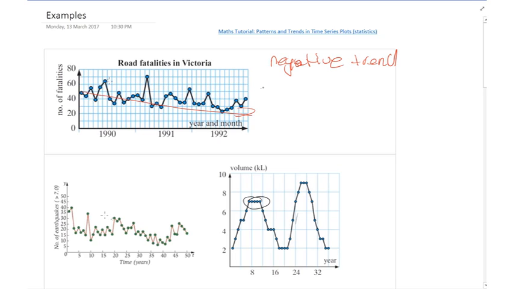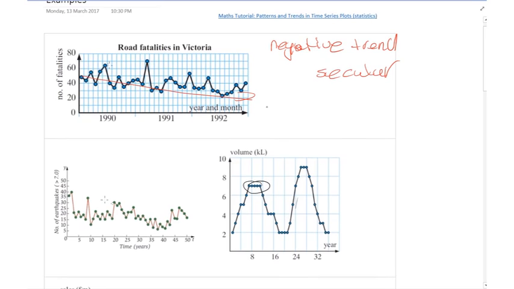All right. So we're going to have a negative secular. So I've got the negative part there already. It's going to be a secular trend as well. And because there's no pattern to the variation, we're going to say this is with random variation.